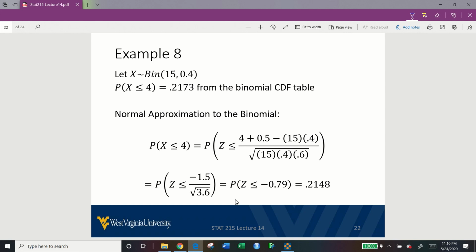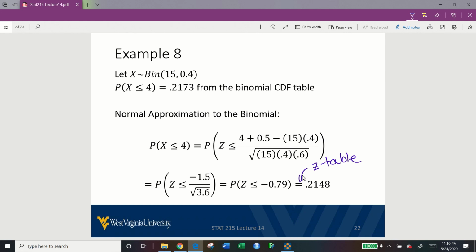which at that point we would use our z table and we would get the probability to be 0.2148. So you can see it is an approximation. It's not going to be equivalent, but it will be close.